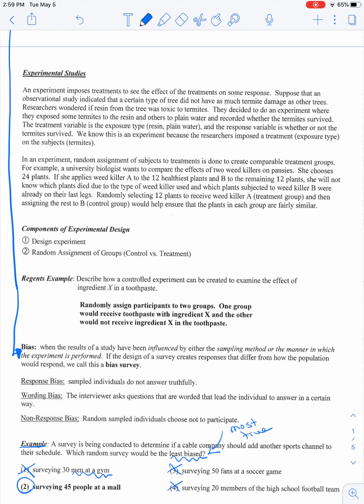So the best choice here that would indicate the least biased would be if I created a survey and gave it to 45 people at a mall. Because if you're going to a mall, you're not necessarily interested in sports. So you want to make sure that when you're creating your survey and giving it to your random sample of people, you're sampling people in the least biased way. So the most random type of sample that you could come up with.